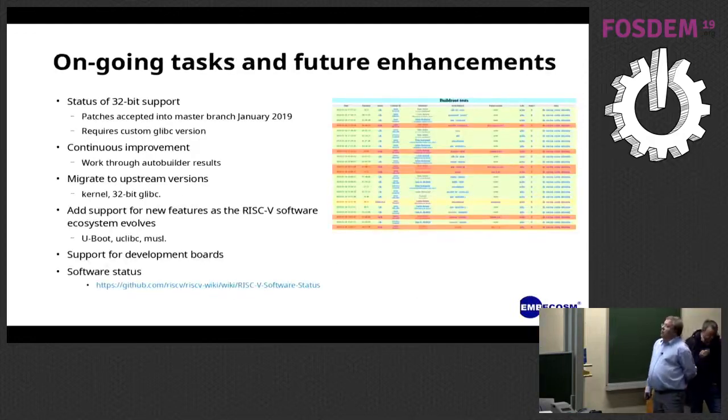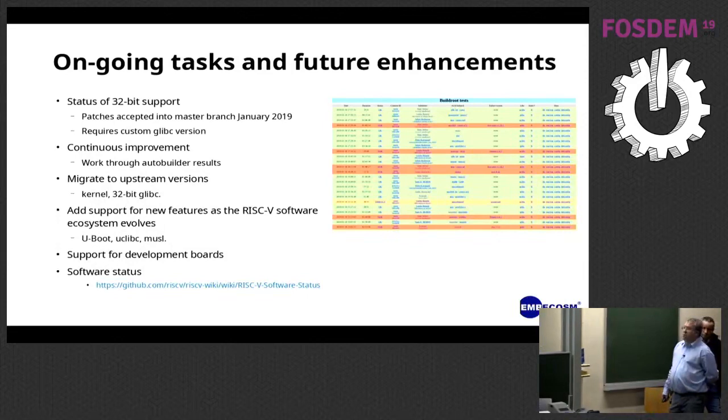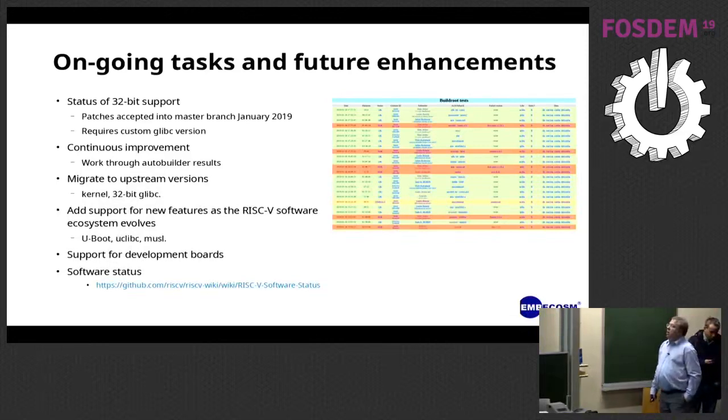A quick run through of ongoing tasks and things that I need to be looking at in the future. Firstly, I've got work to do on 32-bit support. 32-bit support and patches have been accepted into the Buildroot repository recently, and it currently builds 32-bit for QEMU, but some work needs to be done to look at the version of glibc currently for building other packages.